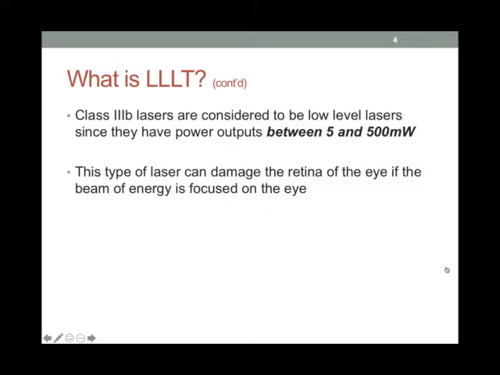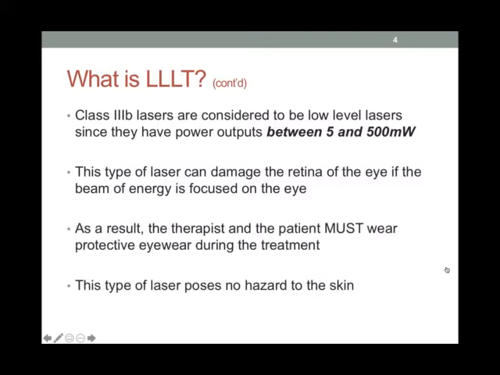What makes them class 3B lasers? The important part is that they have a certain power. We know that power is measured in watts, that's joules per second. The types that we're going to use are between 5 and 500 milliwatts in strength. So it's safe for skin, and we don't have to wear protective clothing for it. But it can pose a danger if that laser beam is focused in the eye. That beam of energy can do damage to the retina, and that's why both the patient and the therapist must wear protective eyewear.